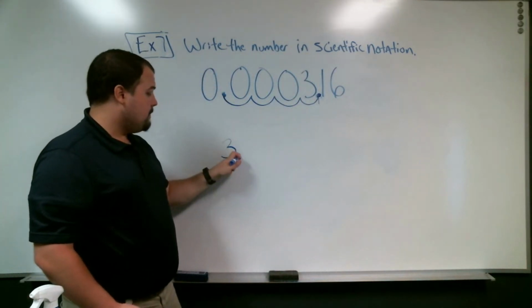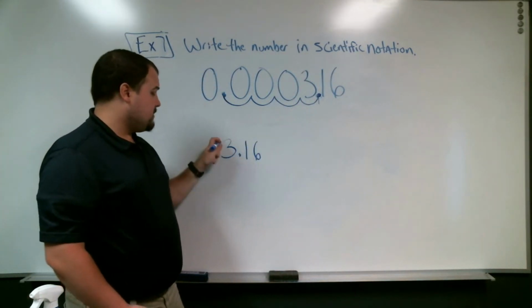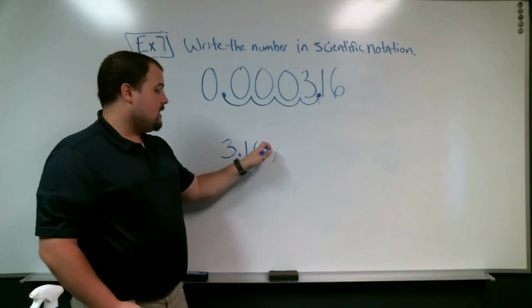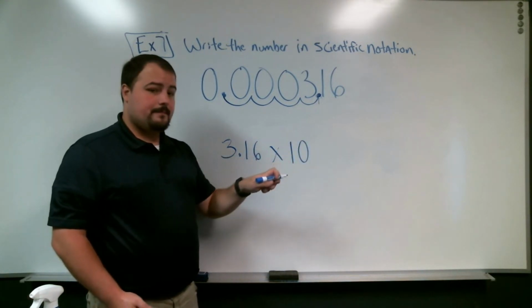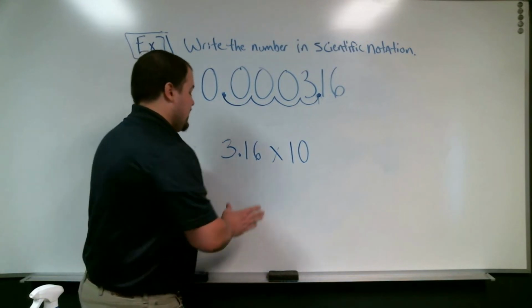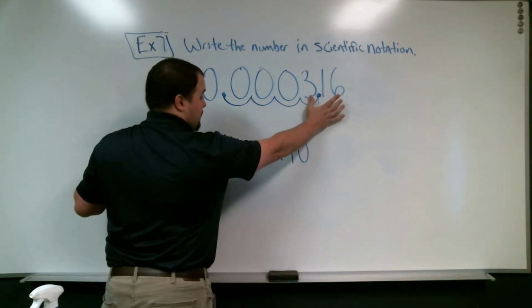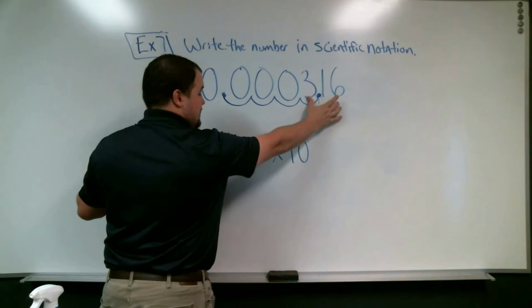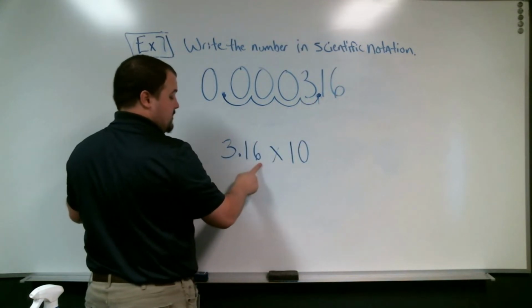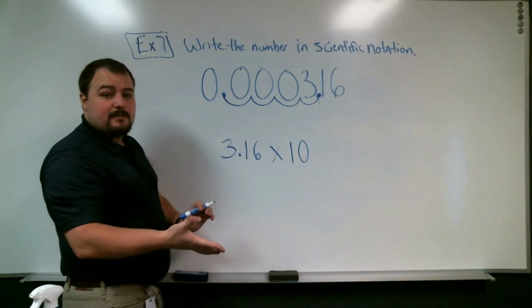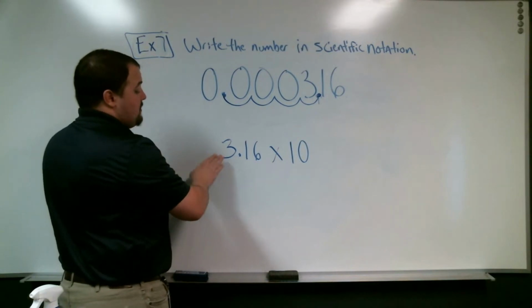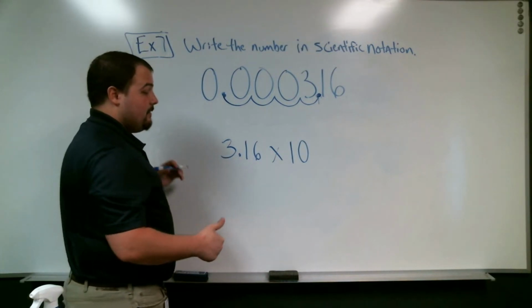It's 3.16 times 10. So I have this number that's at the end, the numbers, not the zeros, but these numbers right here. 3.16. Is that between 1 and 10? Yeah. So, since this is between 1 and 10, we're good on that.